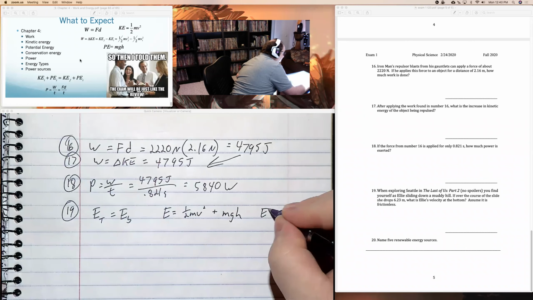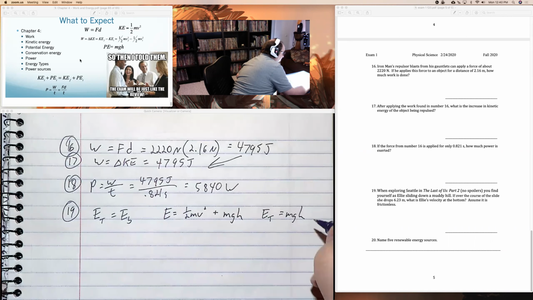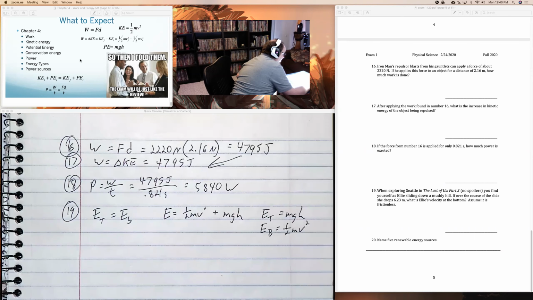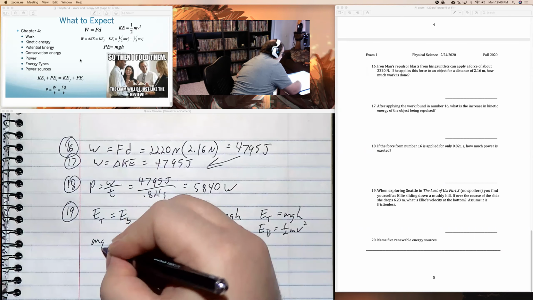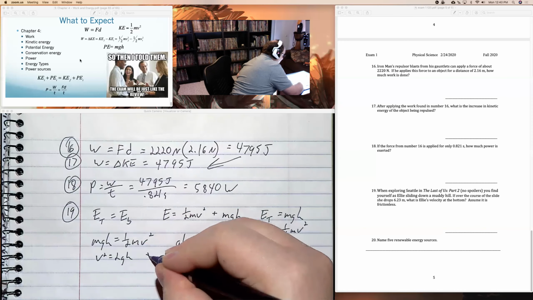Now at the top, she only has potential energy. At the bottom, she only has kinetic energy. And so I can say mgh equals 1/2 mv squared. My m's cancel out. I can multiply both sides by 2 and take the square root.